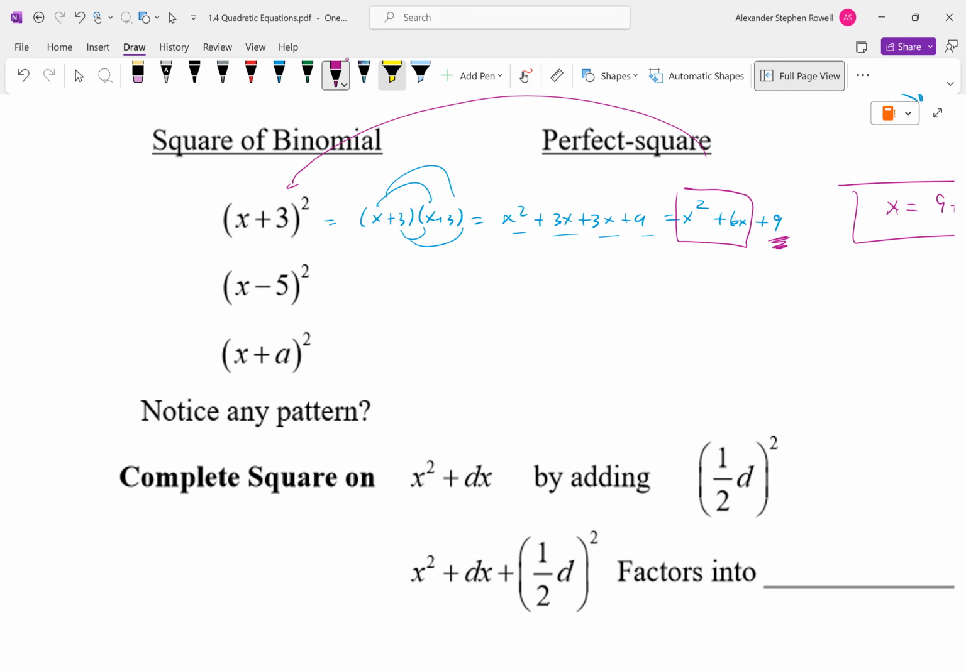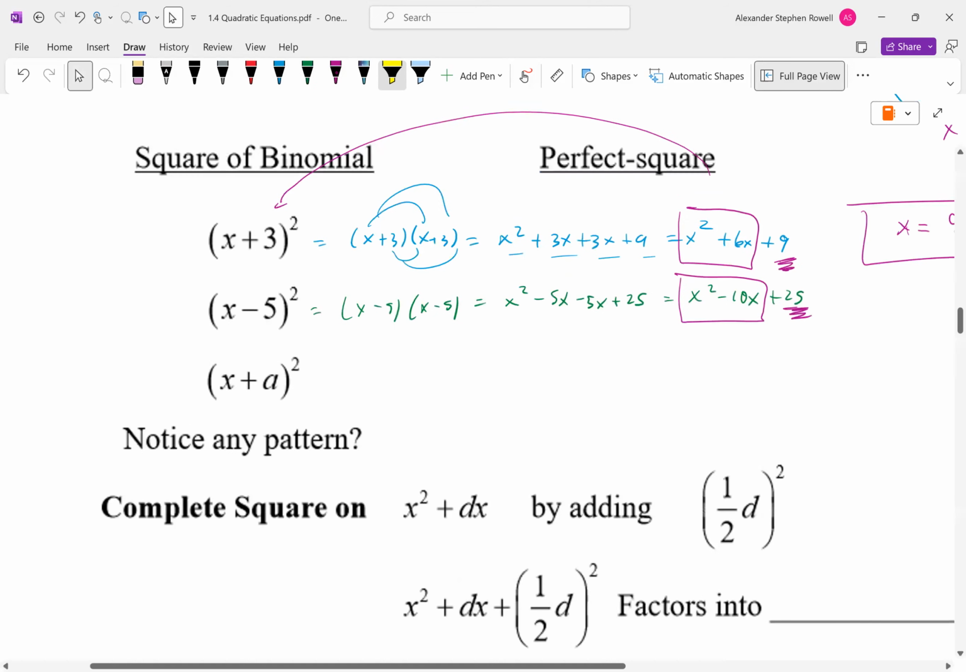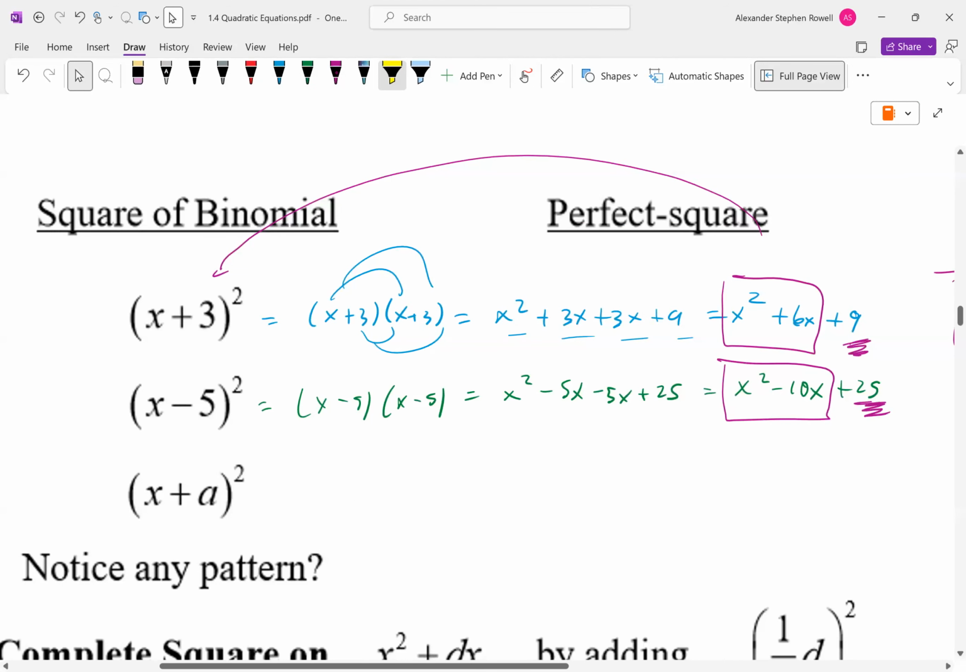Let's do another one so we can see the pattern here. What's x minus 5 times x minus 5? If we FOIL, we get x squared minus 5x plus 25. X squared minus 10x plus 25. So given these two, how can I come up with that 25 number? Does anyone notice the pattern? So with the 6, how can I come up with a 9? With the negative 10, how can I come up with a 25?